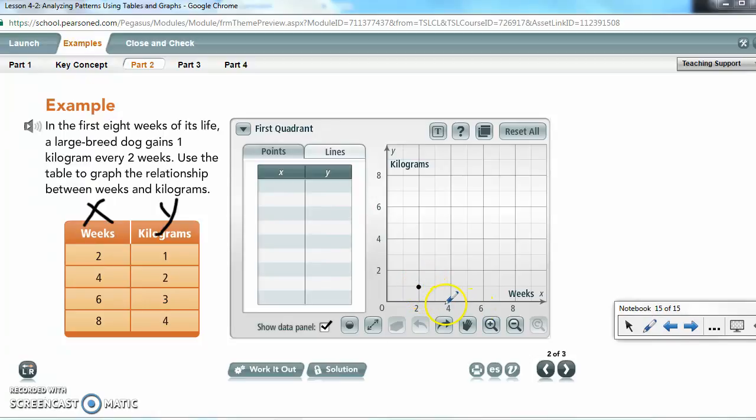The fourth week, they go up to 2. The sixth week, they go up to 3. The eighth week, they go up to 4. So this is a pattern or a relationship, and it can be graphed accordingly.